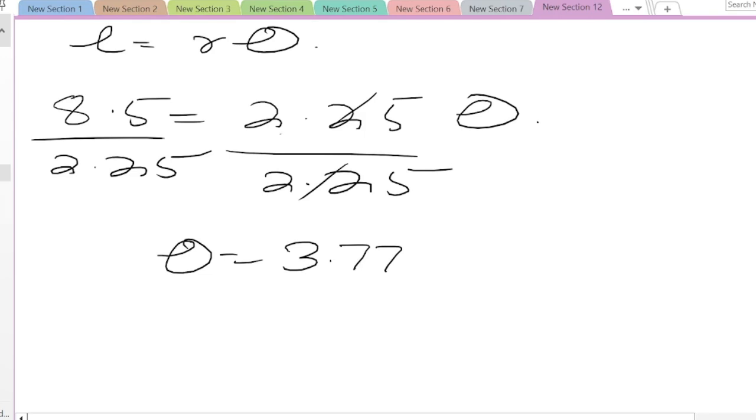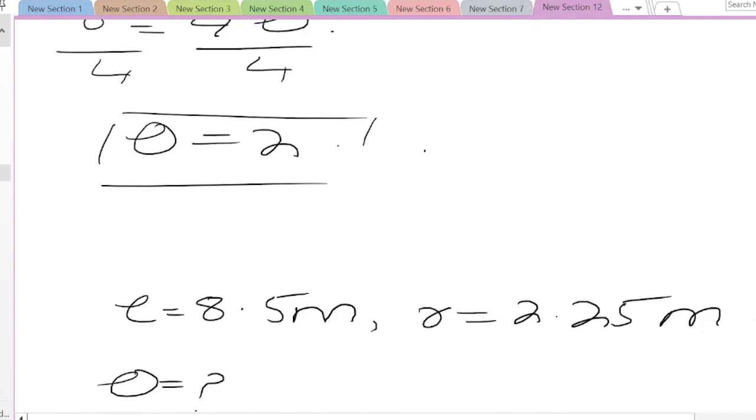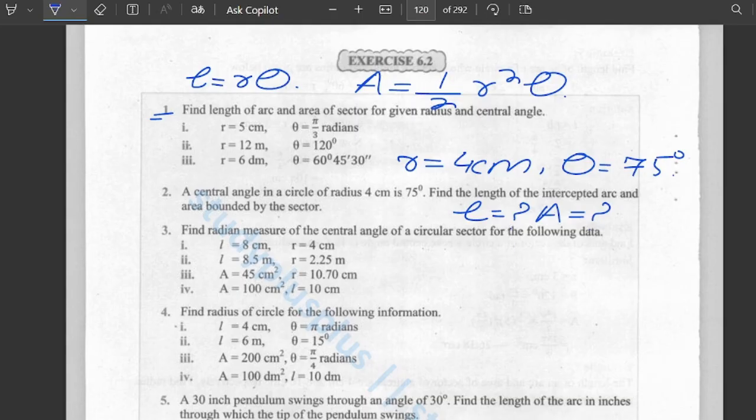And what will our theta be in? Will it be in radian? Yes, it will be in radian. So we can write radian. And in the above, we need to do that too. So we can just write the value of theta in radian. So theta will be 2 radian here. Okay. Now let's move on to the next part.